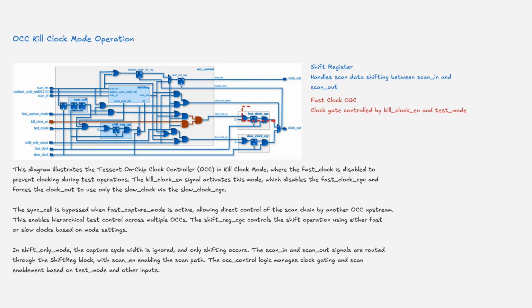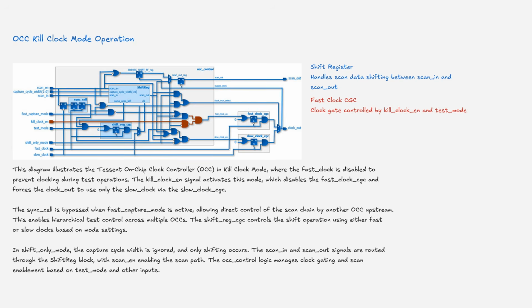The sync cell is bypassed when fast capture mode is active, allowing direct control of the scan chain by another on-chip clock upstream. This enables hierarchical test control across multiple on-chip clocks. The shift reg CGC controls the shift operation using either fast or slow clocks based on mode settings.